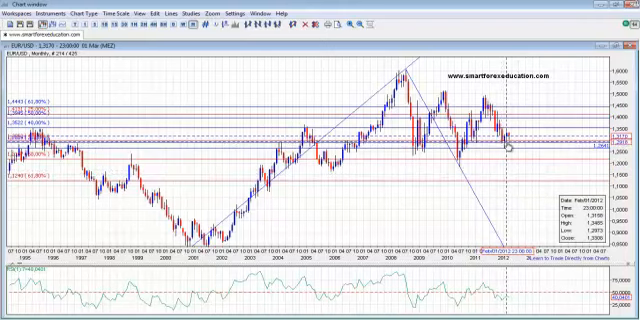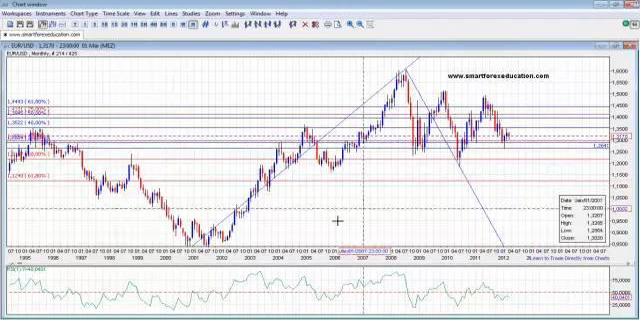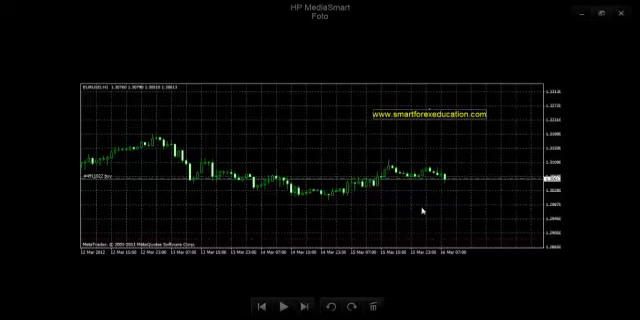But if you had the opportunity of entering this trade just after I posted the screenshot, then congratulations. A lot of my students did, and they're in phenomenal profits at the moment.